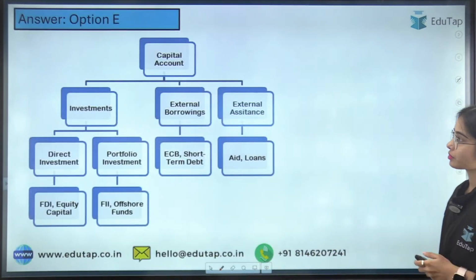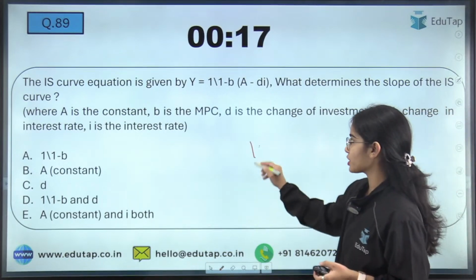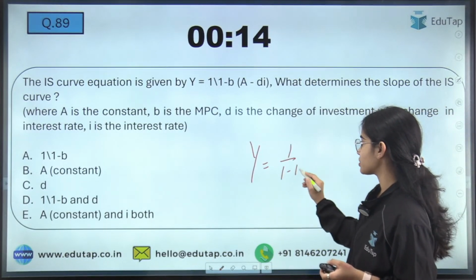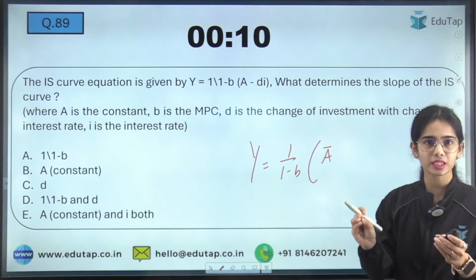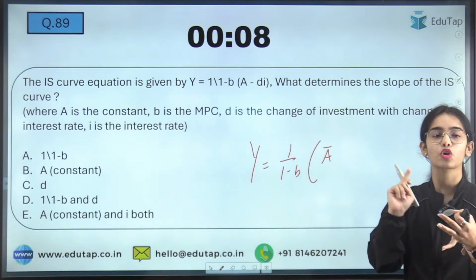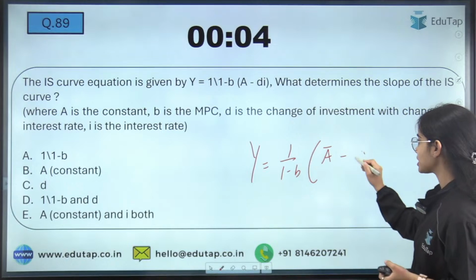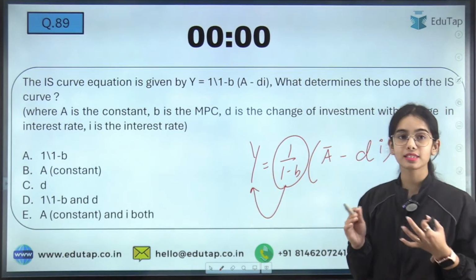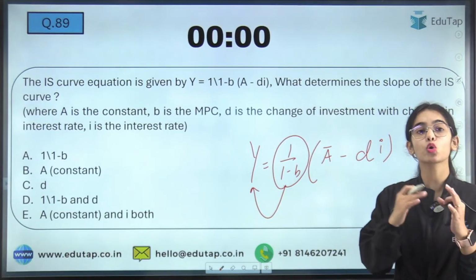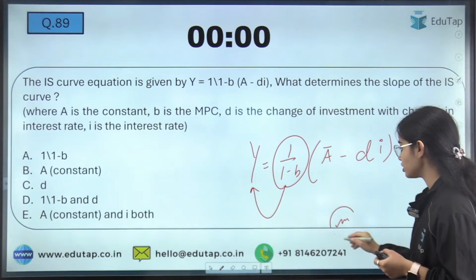Next, the IS curve equation is given. Here the IS curve equation is Y = 1/(1-b) times autonomous factors, autonomous investment, autonomous consumption, autonomous government expenditure and such, minus di. So here is the multiplier. As you know, the slope of the IS curve depends upon the multiplier.